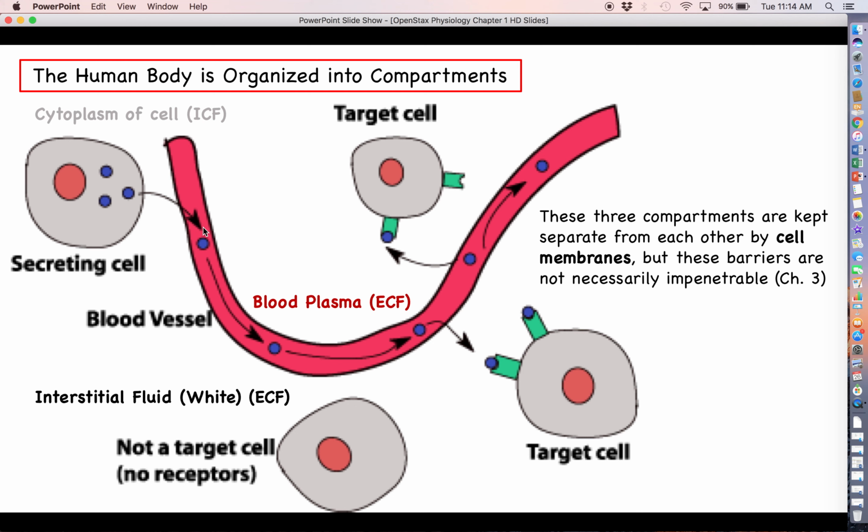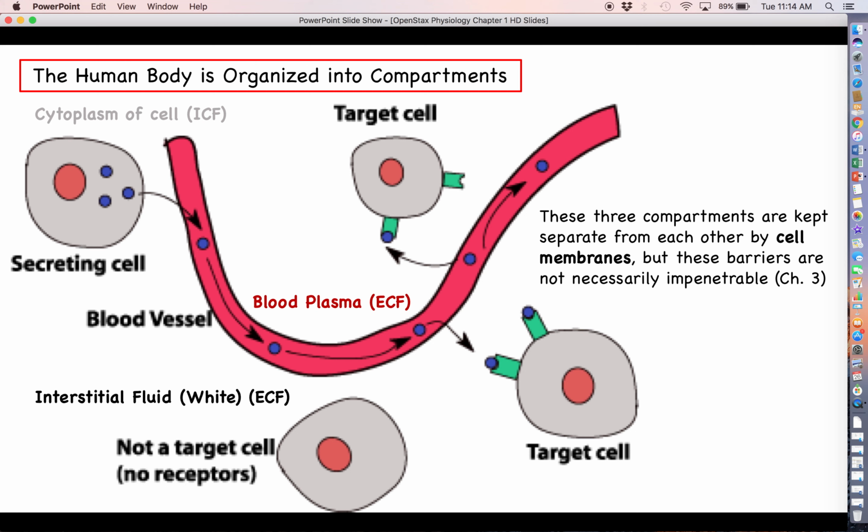The circulation of the blood carries this signal all throughout the body until eventually this signaling molecule leaves the blood plasma, goes back into the interstitial fluid, and then binds to a receptor on a target cell somewhere completely different than where the signaling molecule started. So these are the types of things that we will talk about in Unit 2 of this semester when we start talking about the nervous system and the endocrine system and all the different ways that cells can communicate with each other over long and short distances.